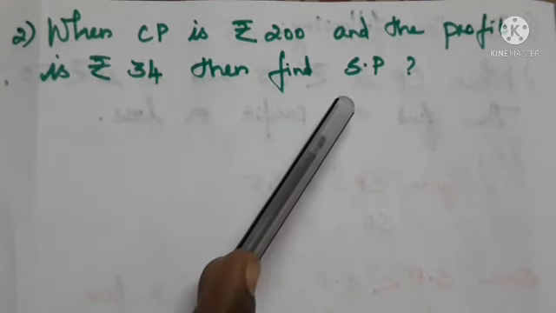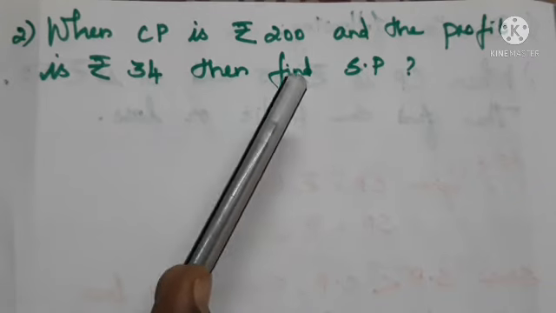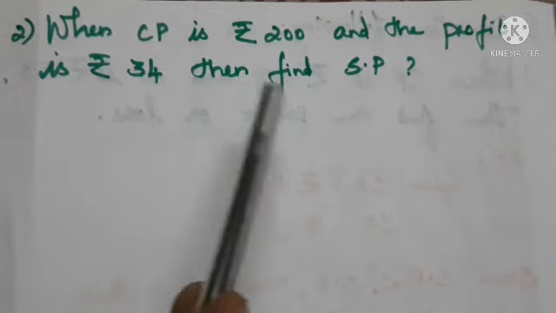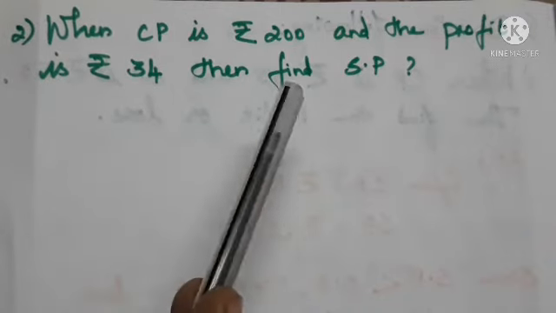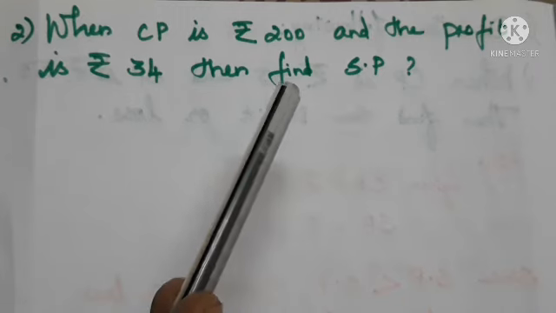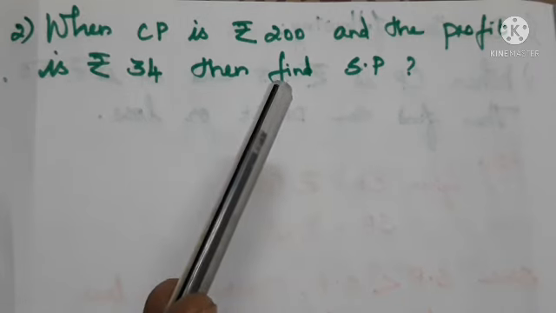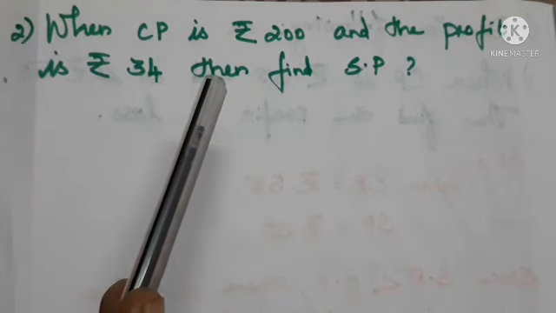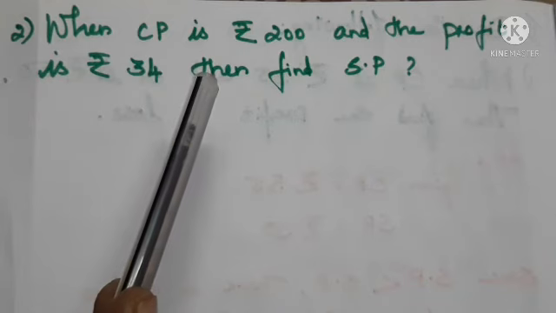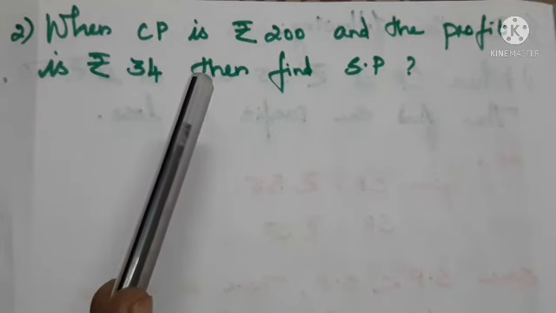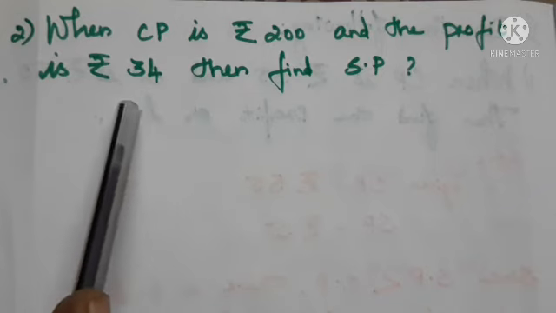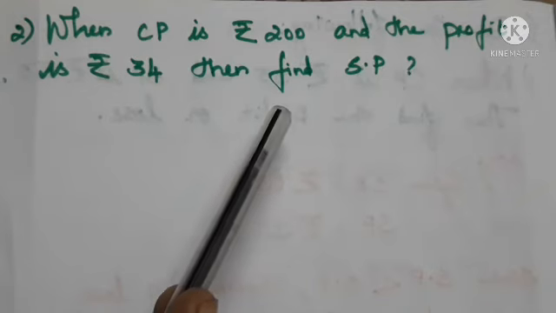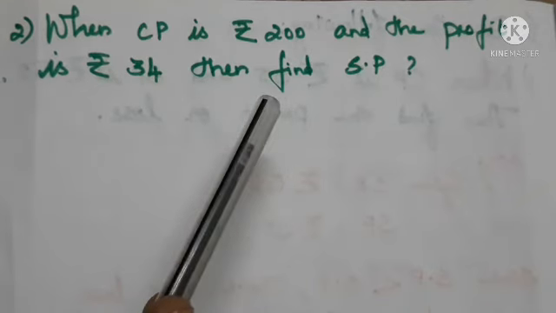We have to find out the selling price. So first we have to write the given things. The cost price is rupees 200 and the profit is rupees 34. Next we have to find out the selling price. To find the selling price, they have given the profit. So profit is equal to SP minus CP, that is selling price minus cost price. From this we can find out the selling price.